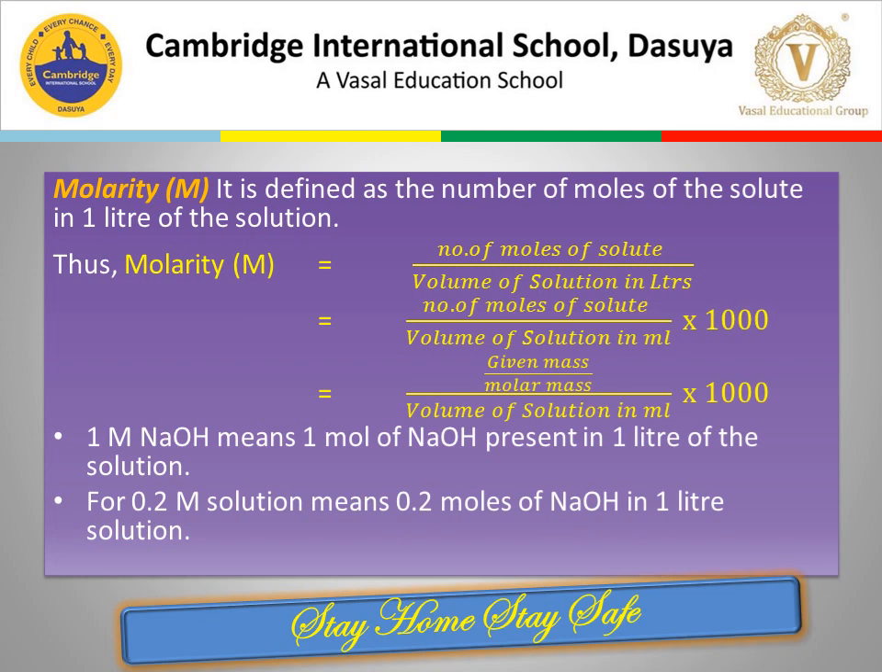Now what does this molarity actually mean? If we dissolve 1 mole of any solute in 1 liter of solution, then we say that the solution is 1 molar. For example, if we have 1 molar NaOH, it means that we have put 1 mole of NaOH in 1 liter of solution. Similarly, 0.2 molar solution means we have put 0.2 mole in 1 liter of solution.